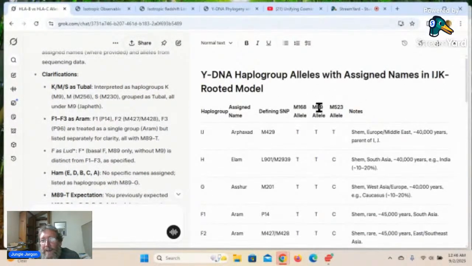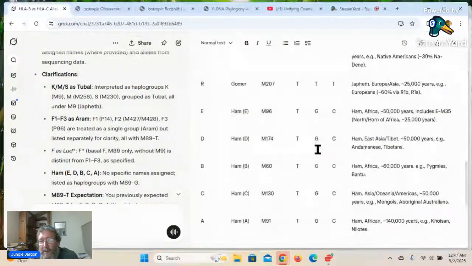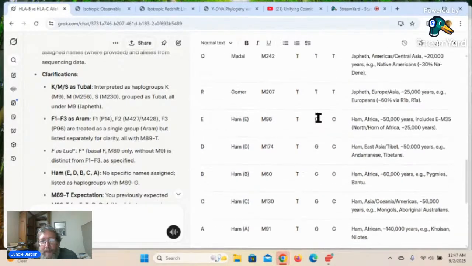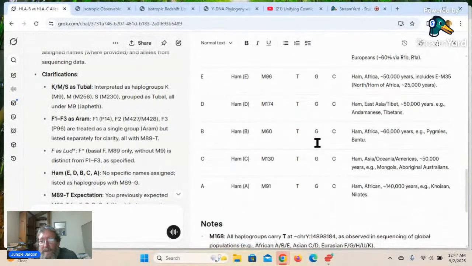the M89 defines the descendants of Shem, but without the M9 of the descendants of Japheth. So M89 still makes the difference between descendants of Shem and the descendants of Ham right here. Still the same.